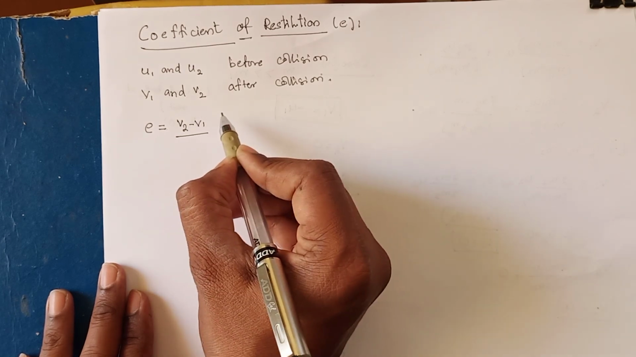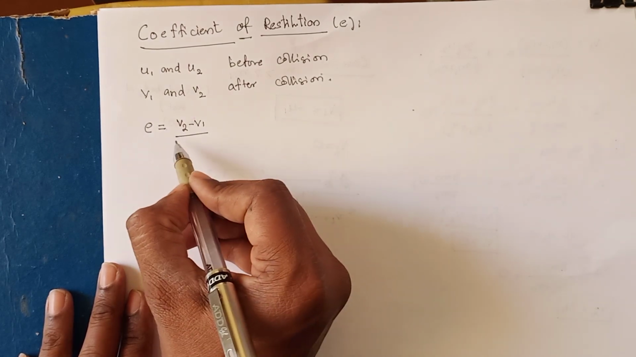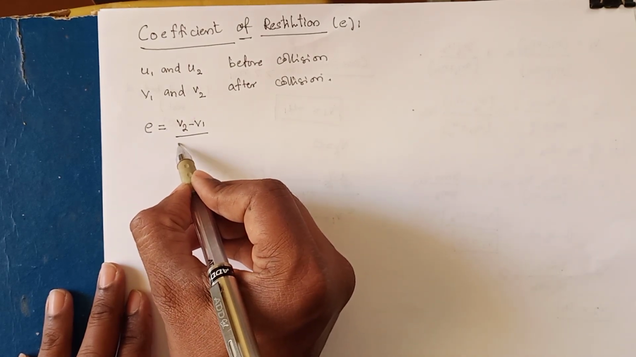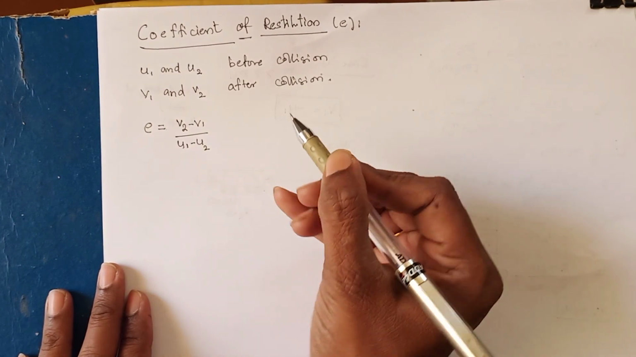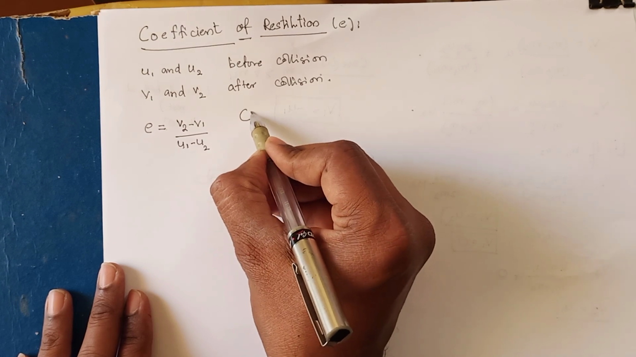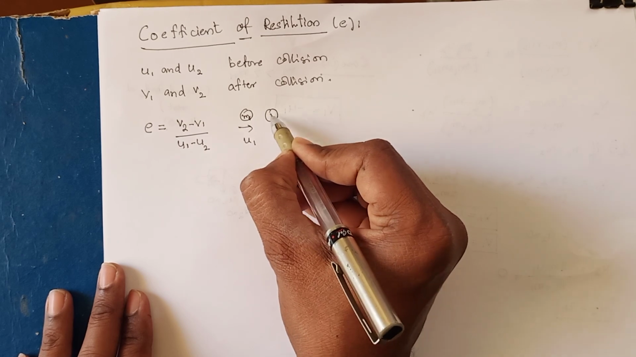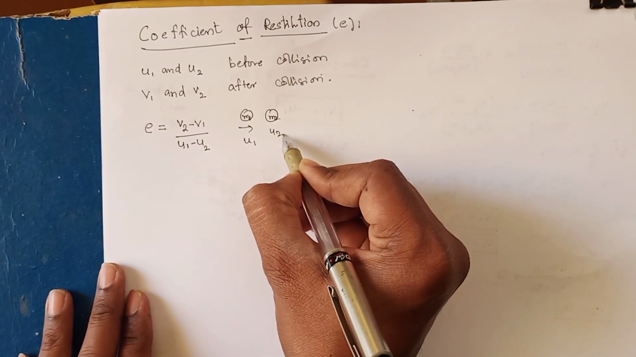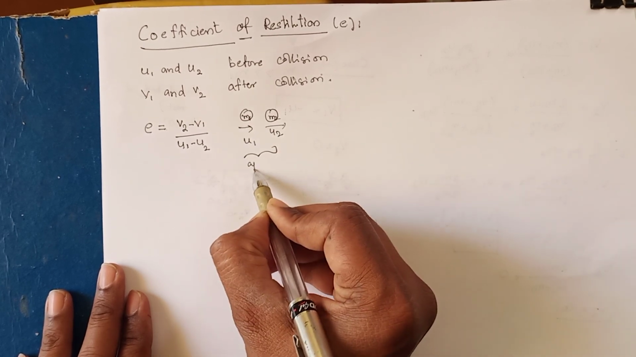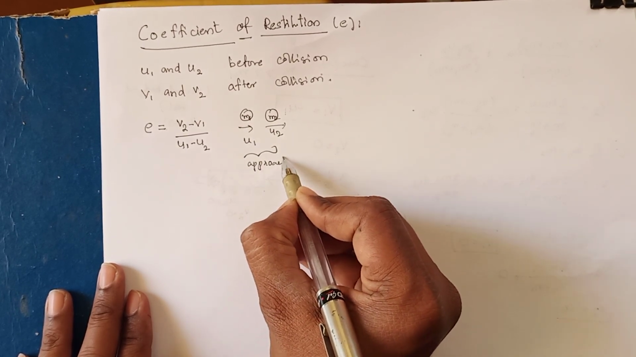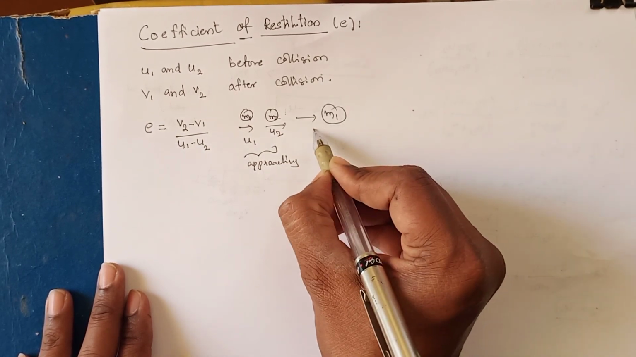which is called the velocity of separation, by the relative velocity of approach, u1 minus u2. What is the meaning of this? Suppose m1 with u1 and m2 with u2. These are called approaching, where they are approaching to collide. Now what happens after collision? They are getting separated.